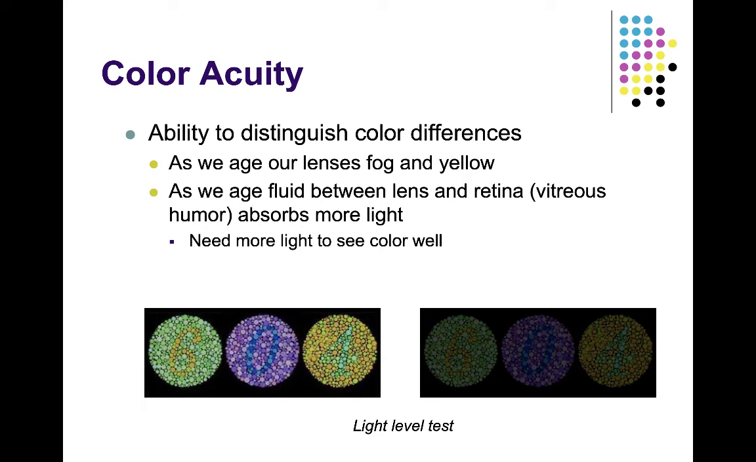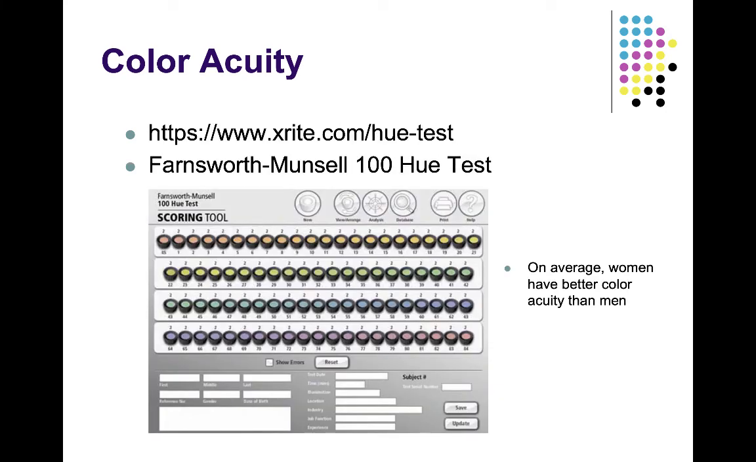This shows a light level test, where older people would have much more trouble distinguishing the colors and numbers on the right. To test color acuity, an official test is called the Farnsworth-Munsell 100 hue test. There are 2 variations of this. One, which we have in our lab, is where physical caps are placed in order within a certain period of time, and then software is used to interpret that into a color acuity score. There's also an online version of this, which is not as accurate.